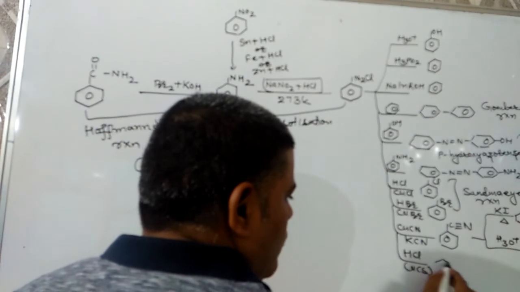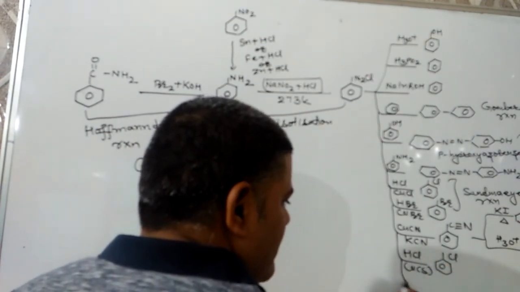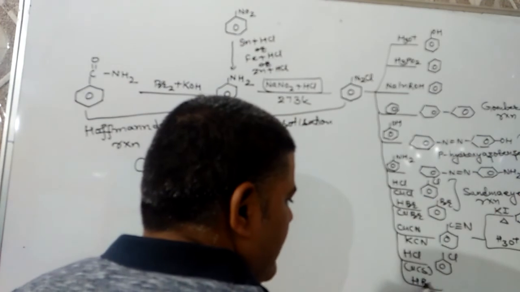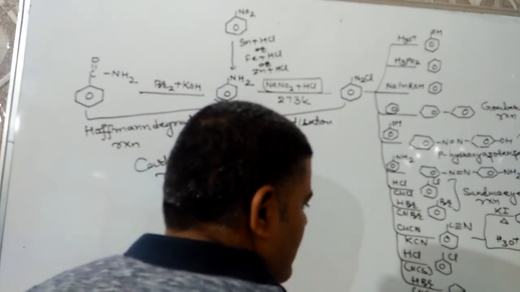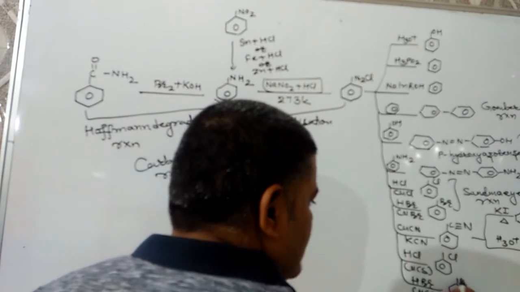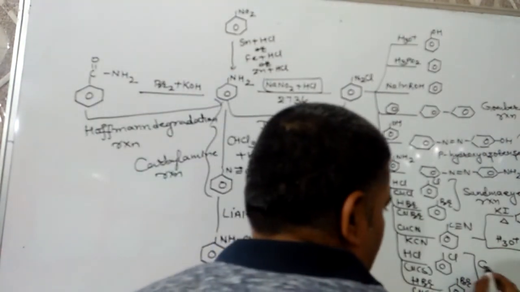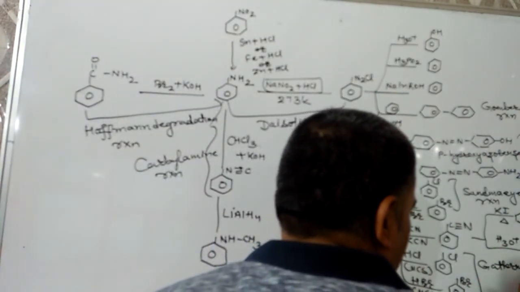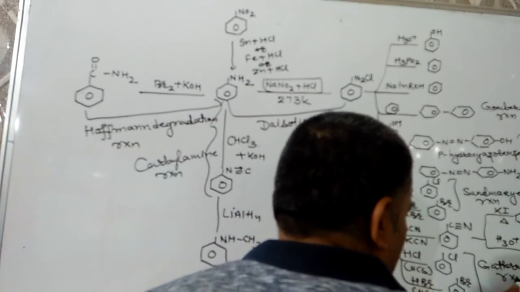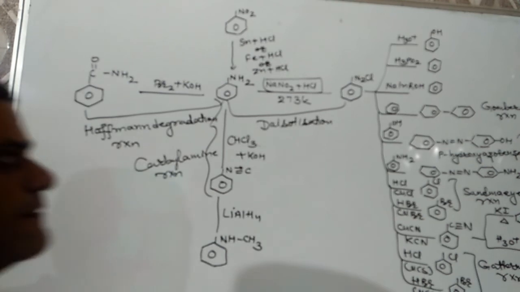Next, if HCl is added to it in presence of copper powder, then chlorobenzene. If HBr is added in presence of copper powder, then bromobenzene. These two reactions are examples of the modified Sandmeyer reaction, or Gattermann reaction.